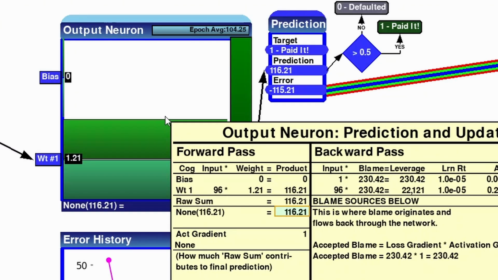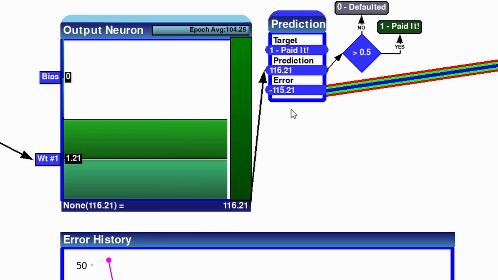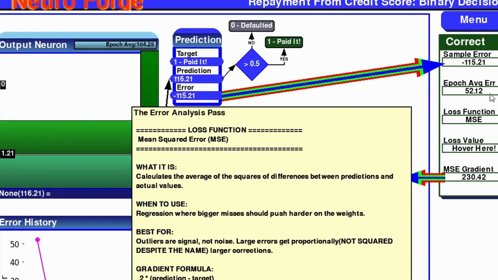To check, we do 2 things. Calculate the error, which is how far off the prediction is. That's simply target minus prediction. So we have negative 115 error. Second, classify it. Does that mean we predict payment or default? Well, if it's greater than 0.5, we classified it as paid. So in this case, we got it right. But the error is really high. And that's where the last step comes in.